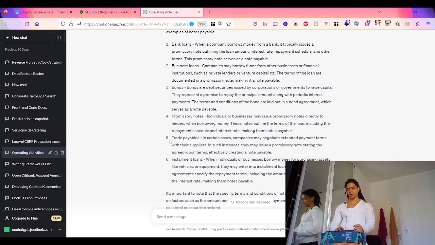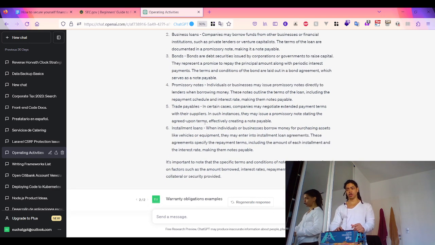The other are trade payables, where you may negotiate an extended period of payment terms with your suppliers. Then an installment loan: when an individual or business borrows money to purchase assets like a vehicle or equipment, they may enter into an installment loan agreement. How do you say that in Spanish?